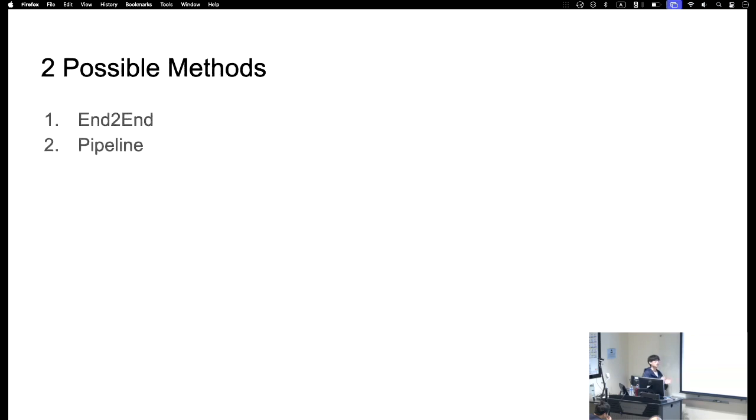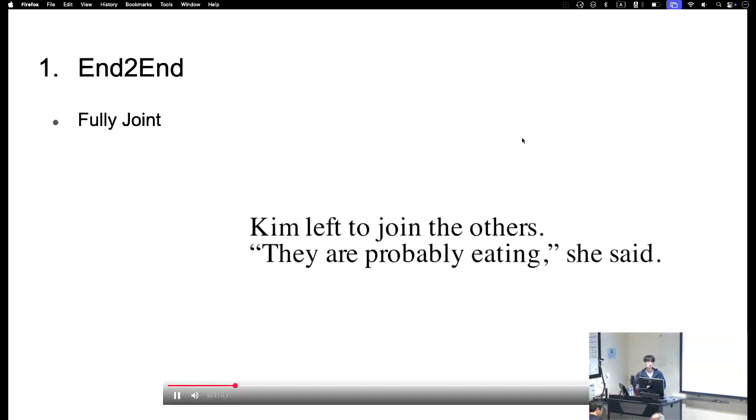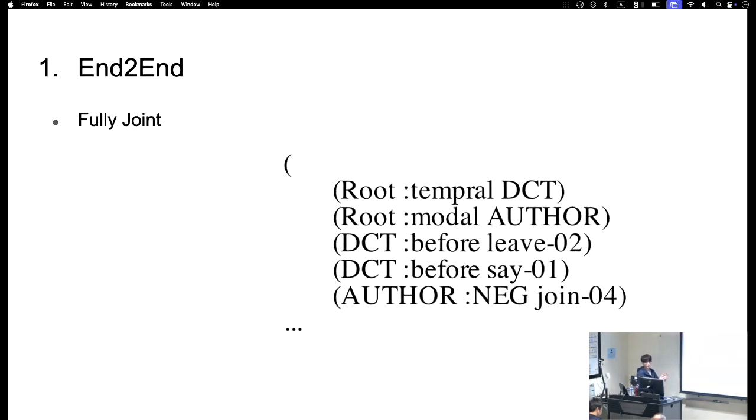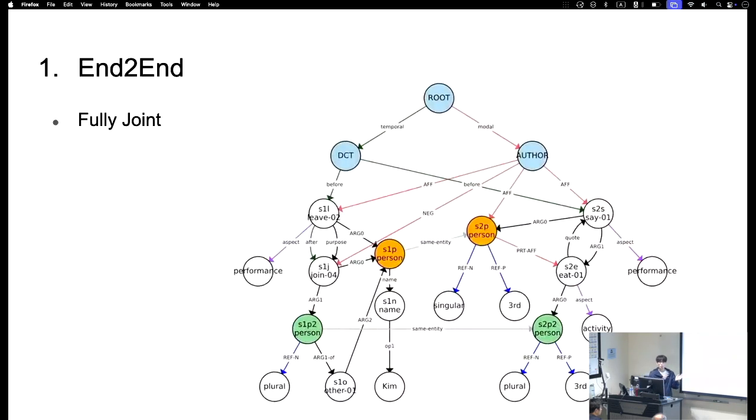So in theory, there are 2 possible methods of UMR parsing. There can be multiple, but broadly speaking, we can come up with 2 different ways of categorizing these approaches. One is a fully end-to-end, fully joint model, and the other is a pipeline. Let me visualize what each of these is about. Fully joint is exactly what I showed you in the very beginning. We have a document, and from the document, you automatically get the entire structure in one step.